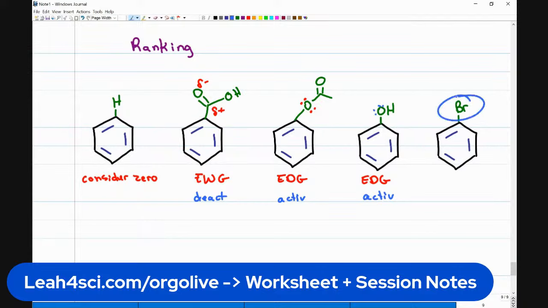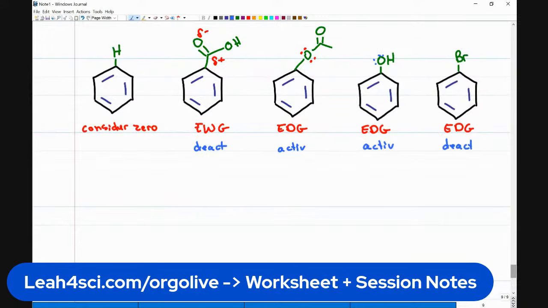Halogen is our very grumbly friend. Even though it is an electron donating group, it is a deactivator because it is very, very unhappy. And the way I like to approach these problems is to rank them based on what I know for sure and then compare them in more detail. So I know for sure that hydrogen is going to be in the middle. And then anything that is deactivating is going to be to the right of hydrogen. So that'll be the carboxy and the bromine.